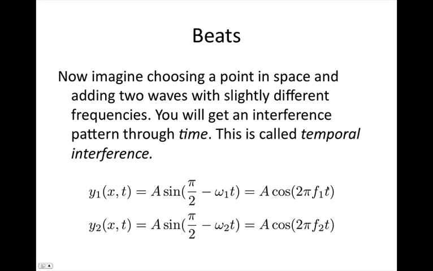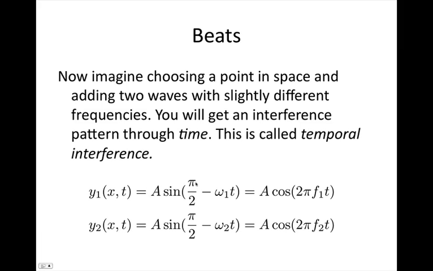Now, imagine choosing a point in space and adding two waves with slightly different frequencies. You'll get an interference pattern through time. This is called temporal interference. So for our travelling wave, we've chosen a point in space, so we've replaced kx plus φ with π/2. That can be anything because we can choose φ randomly to make this so. So this is wave 1, this is wave 2. The only difference between them is slightly different omegas, which is slightly different frequencies.